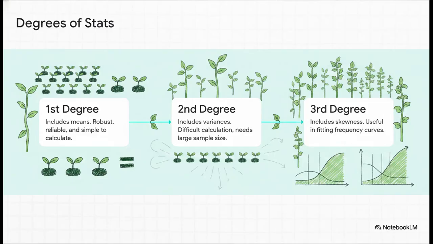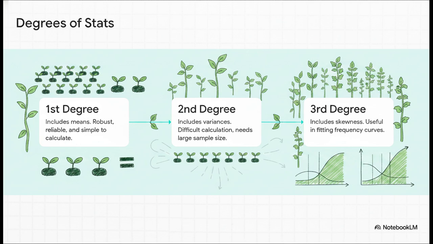Think of the progression of biostatistics a lot like leveling up in a complex video game, right? You can't fight the final boss without mastering the basic tutorials first. Mather and Jinks outlined 3 degrees of statistics here. Level 1, or first-degree statistics, deals with means. These are robust, highly reliable, and delightfully simple to calculate. You absolutely must master these simple averages before you unlock Level 2, second-degree statistics.